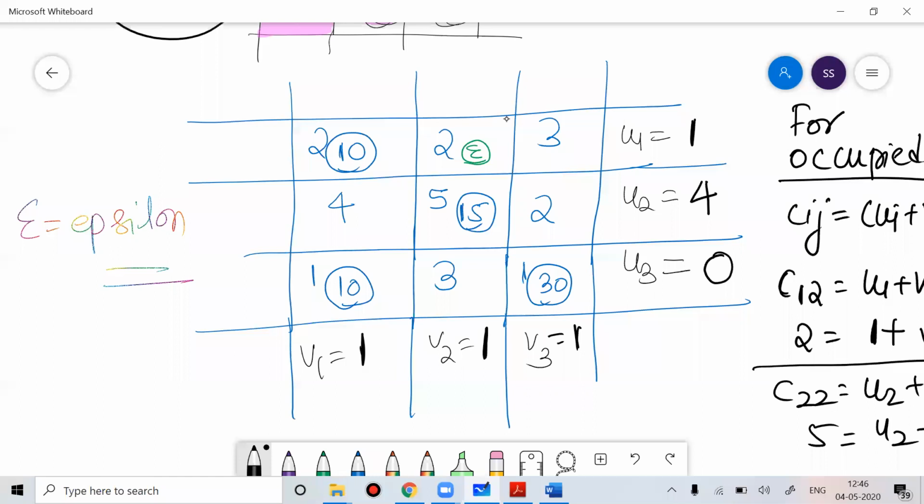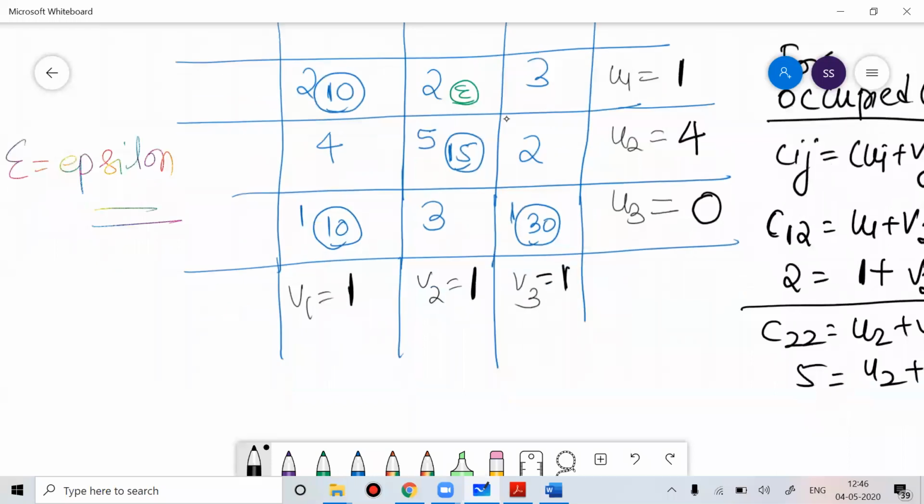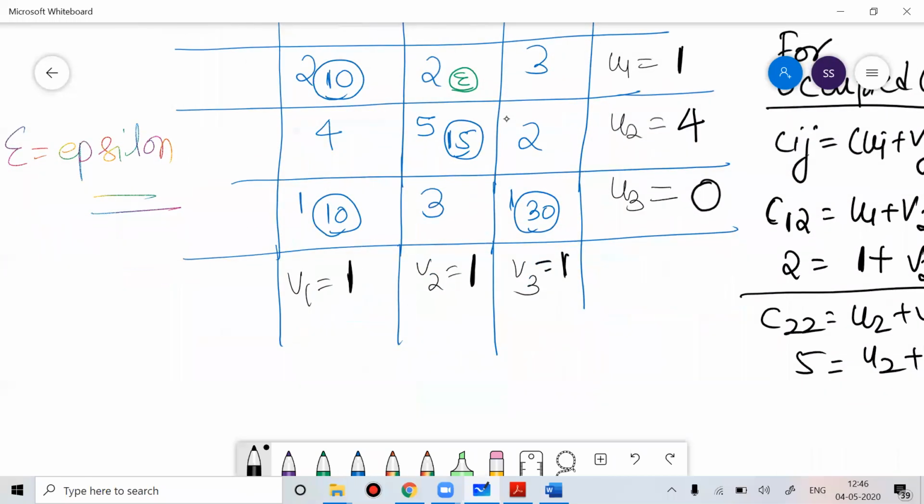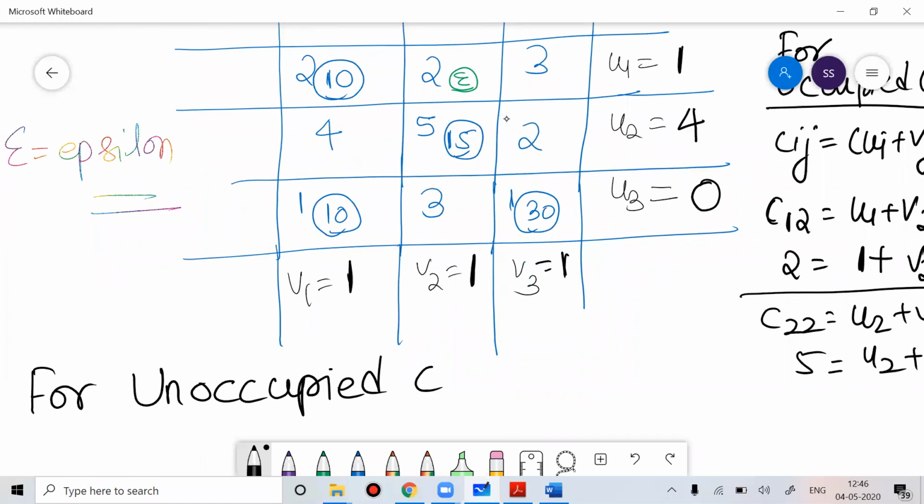Why do you use it? So that you can make U1, U2, U3, V1, V2, V3. Once that part is done, now we'll talk about unoccupied cells. For unoccupied cells, we use the formula Cij minus (Ui plus Vj).